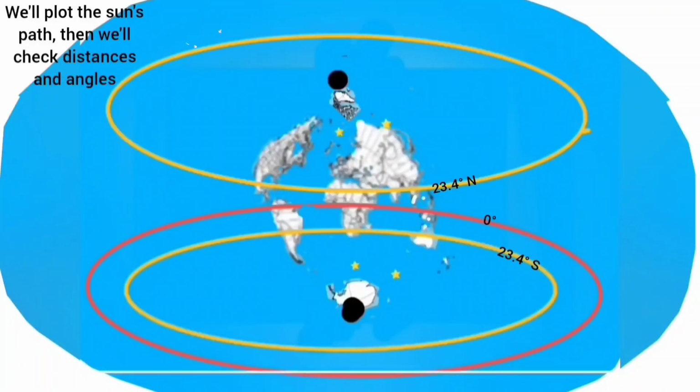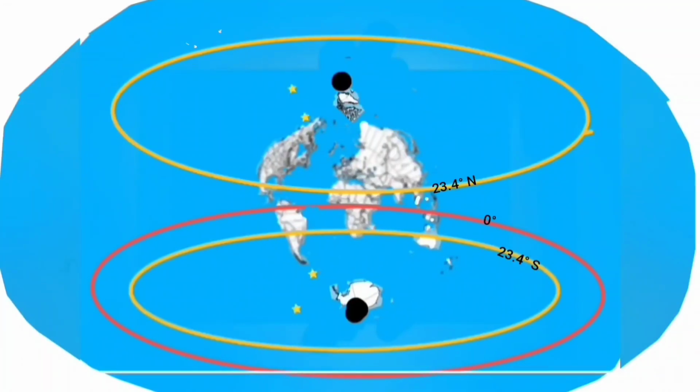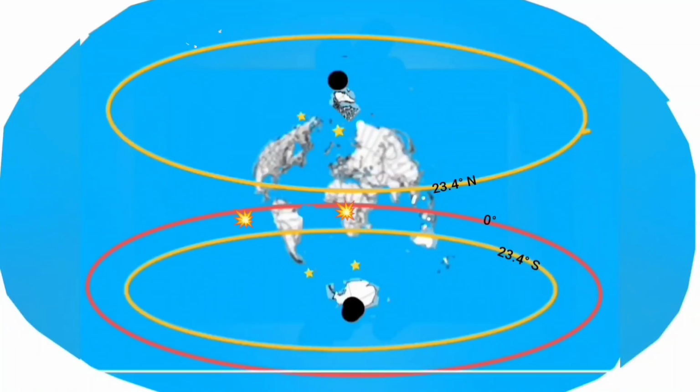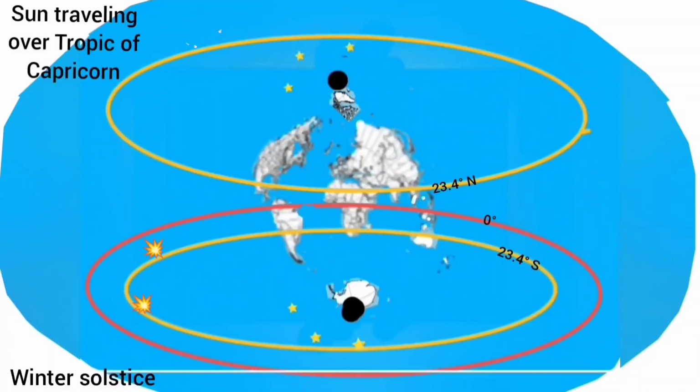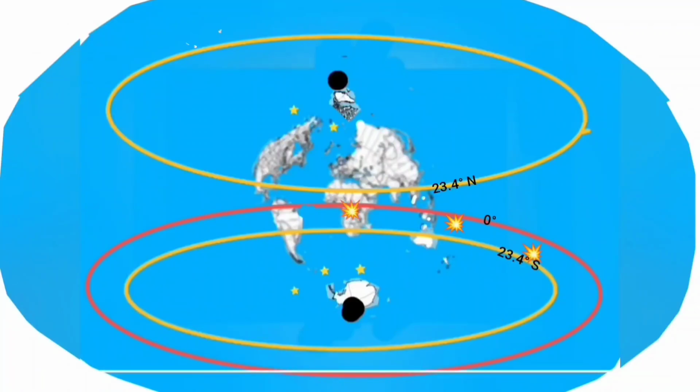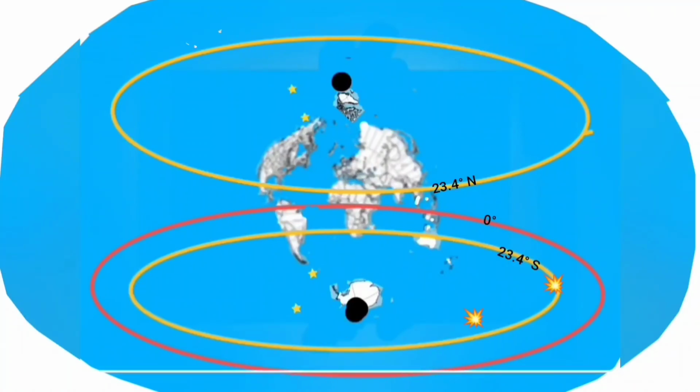Now you see the top circle is 23.4 degrees north, or the Tropic of Cancer. The bottom yellow circle is the Tropic of Capricorn, and the red circle is the equator. So I start off with the sun traversing over the Tropic of Capricorn during the winter solstice around December 21st. And then it's going to traverse to the equinox. And from the equinox, it's going to traverse to the Tropic of Cancer during the summer solstice around June 21st.